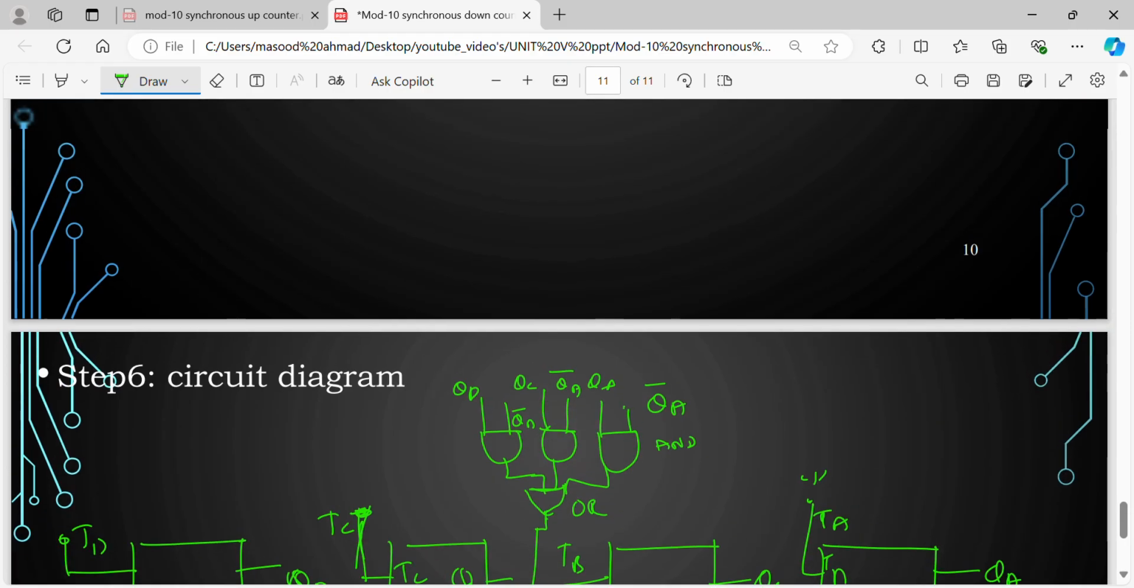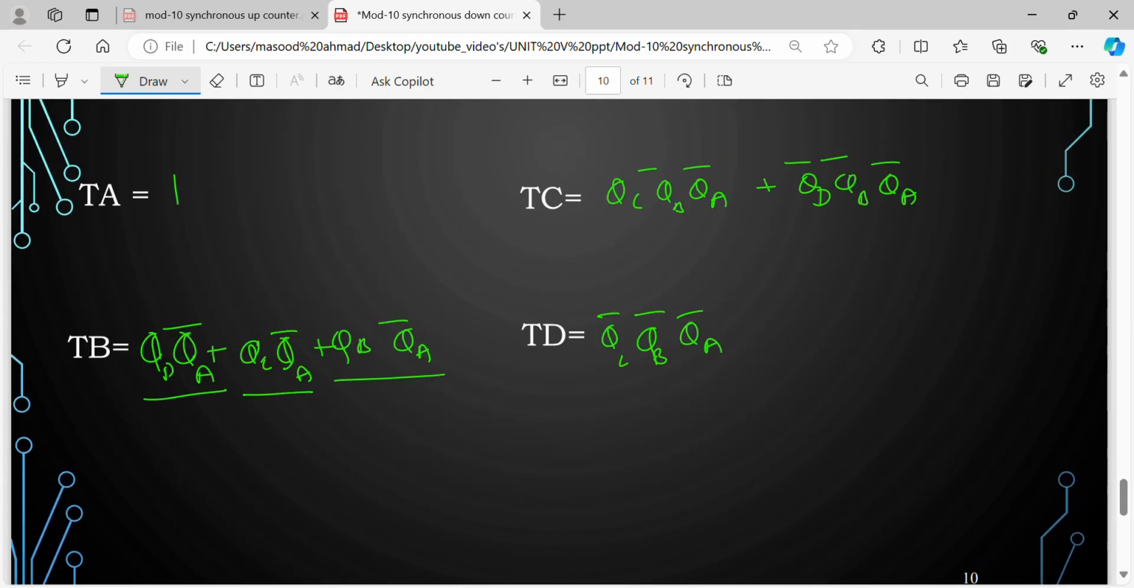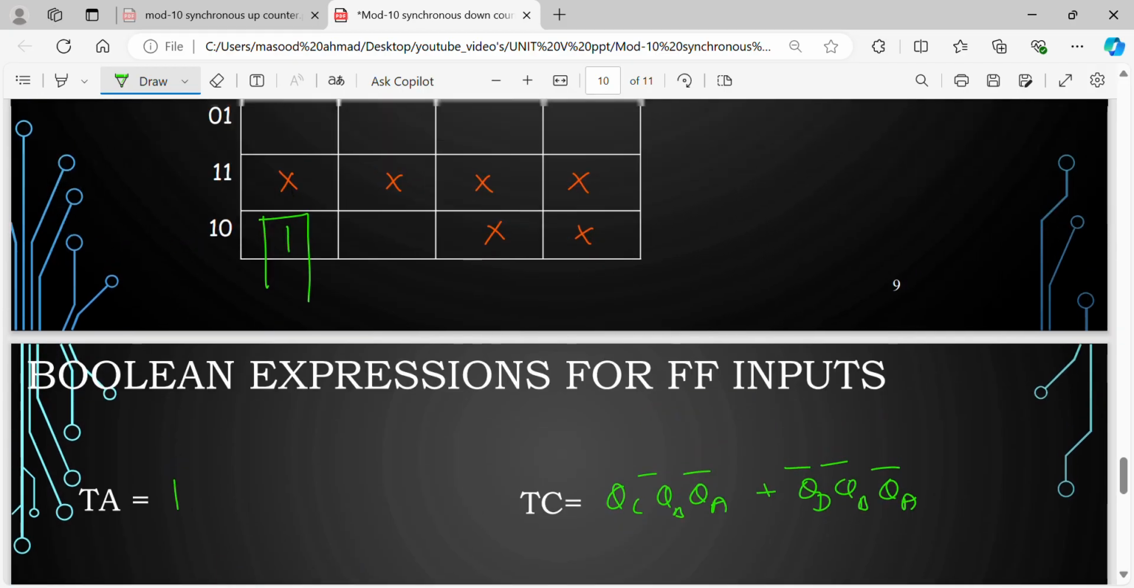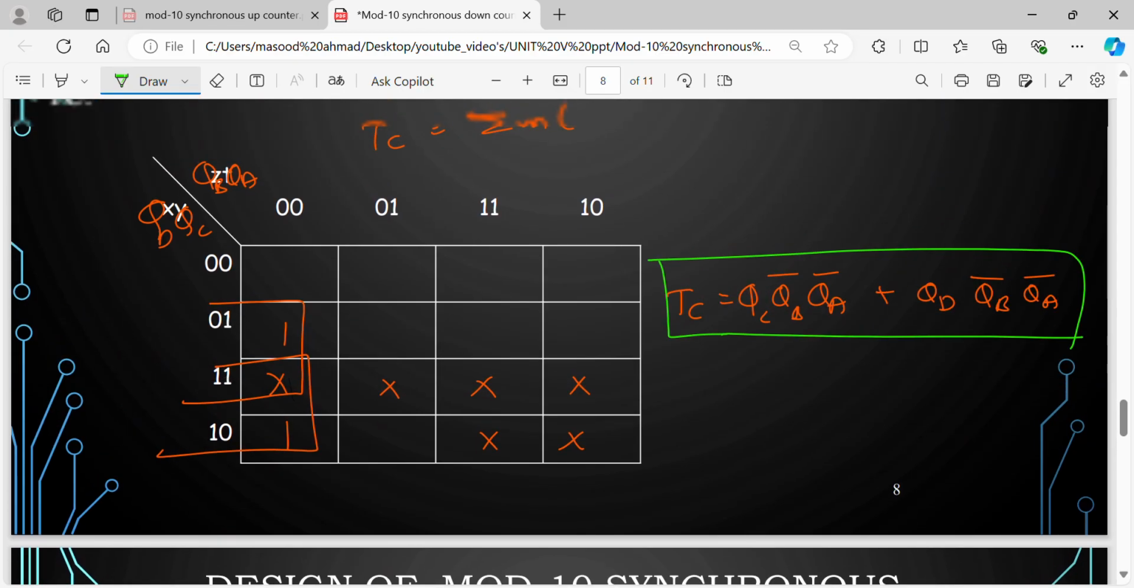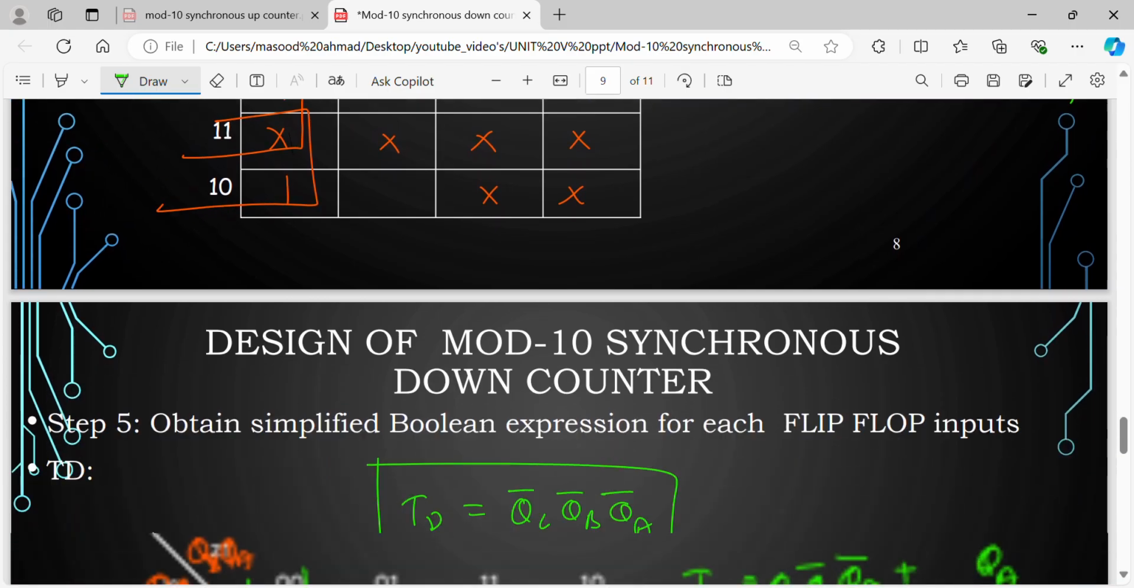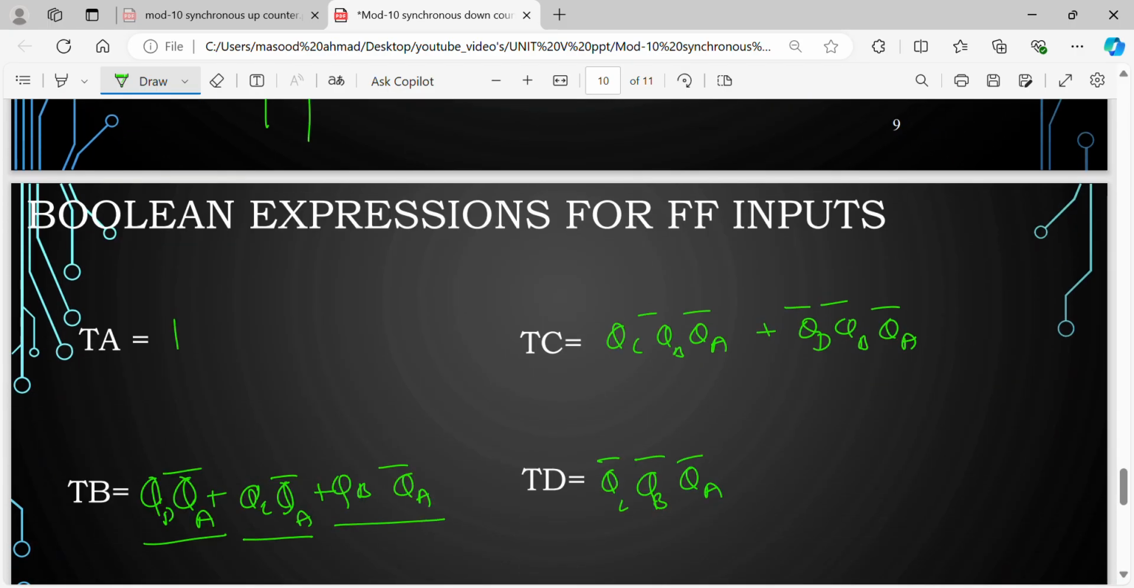Similarly, TC. What is TC? TC is QA bar, QB bar, QC plus QA bar, QB bar, QD. So there is no bar on QC here, and no bar on QD here. Once again, 3 input AND gates to 1 OR gate, a 2 input OR gate, from which we are going to get this TC.